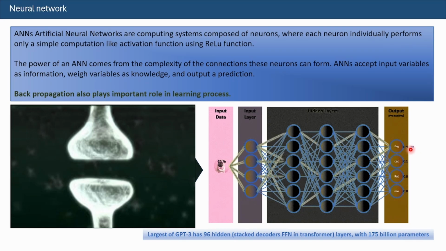In short, individual neurons are simple. Intelligence emerges from large-scale connections, and learning happens through backpropagation. This is the foundation of modern AI.